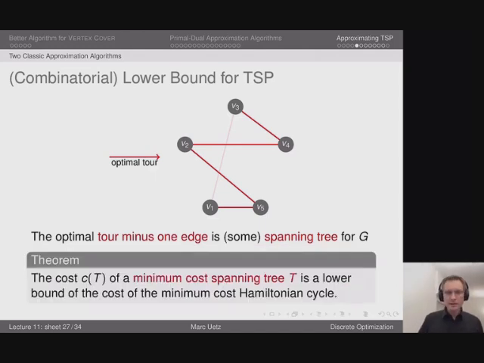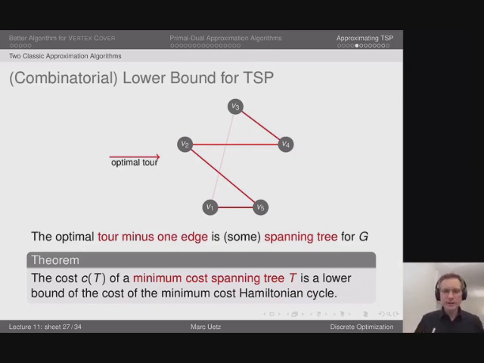So let's summarize that in this first theorem. The cost of a minimum spanning tree is therefore going to be a lower bound on the cost of a minimum cost Hamiltonian cycle. So that's our combinatorial lower bound, which we are going to use.